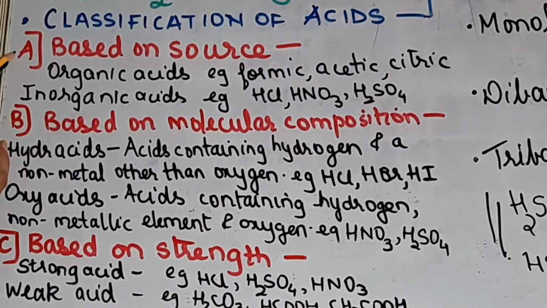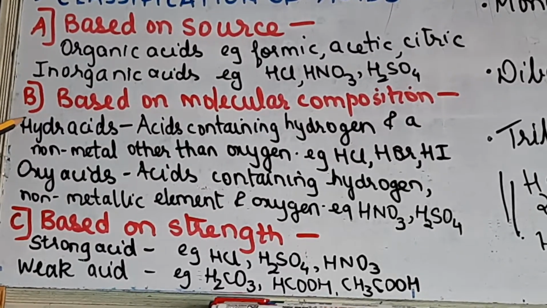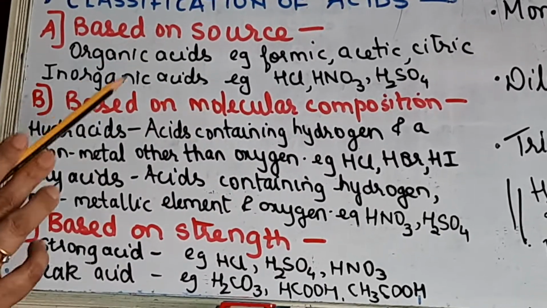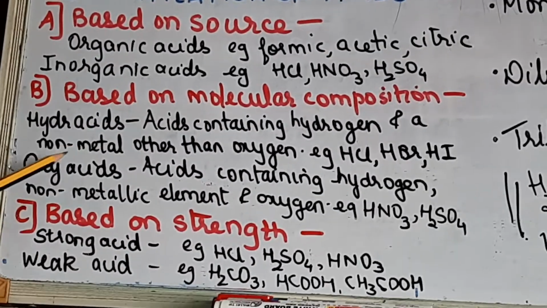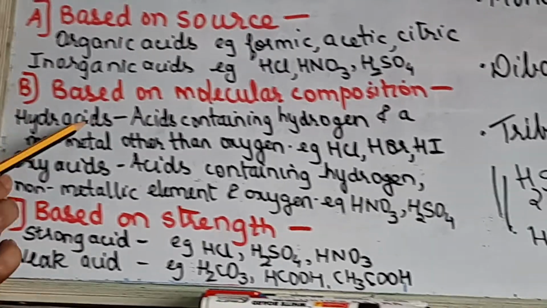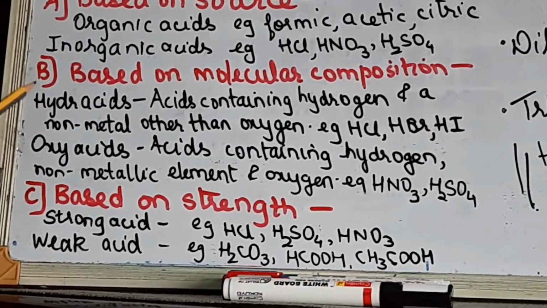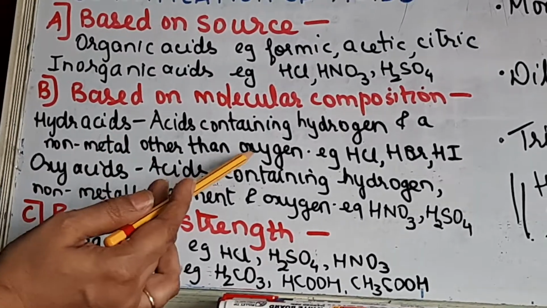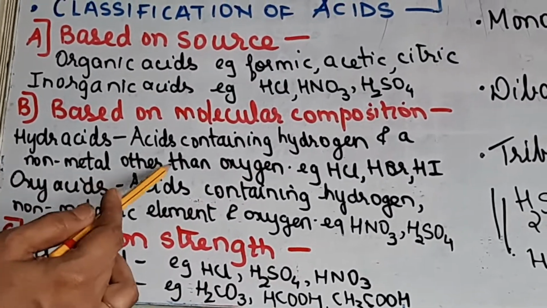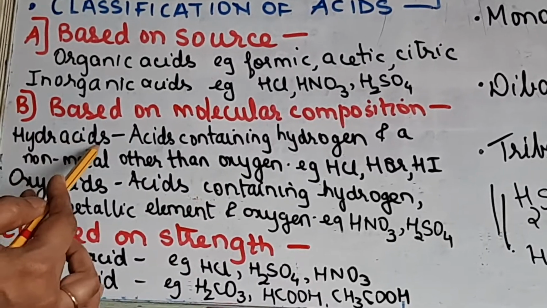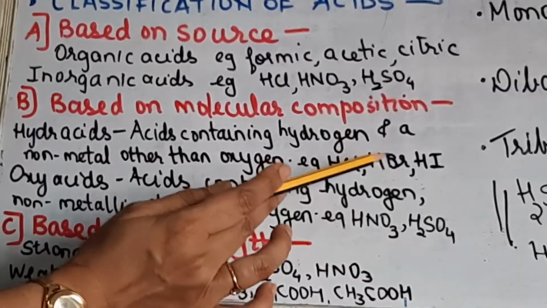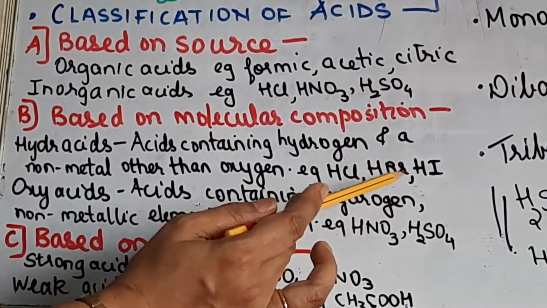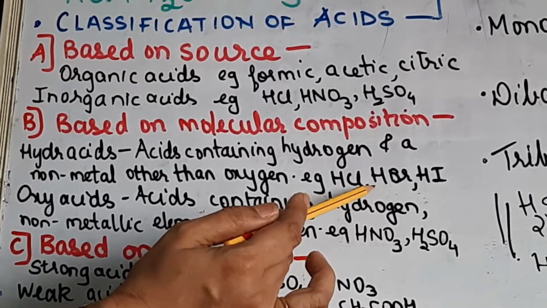This is the first type of classification. Now next is based on molecular composition. On molecular composition they are classified as hydra acids and oxy acids. Let us understand what hydra acids are: acids which contain hydrogen and a non-metallic element other than oxygen. So hydrochloric acid, hydrobromic acid, hydroiodic acid, all derived from halogens, are all hydra acids.